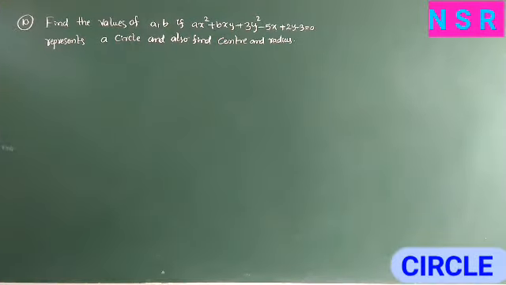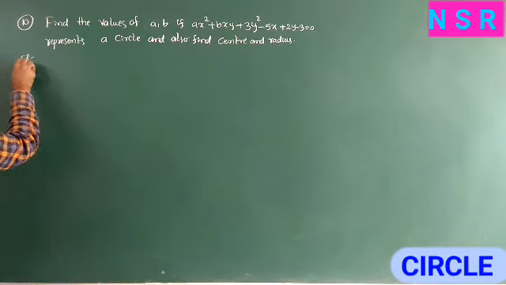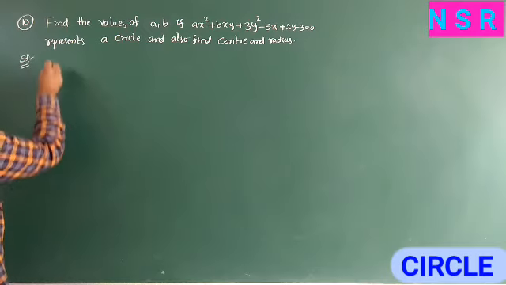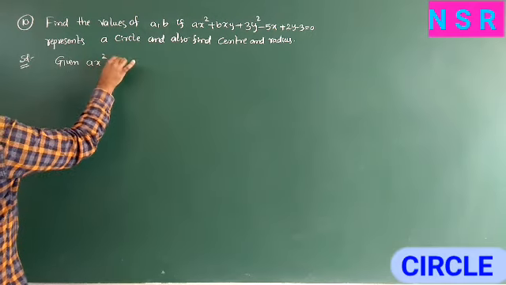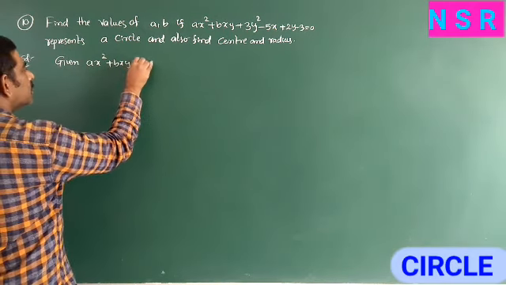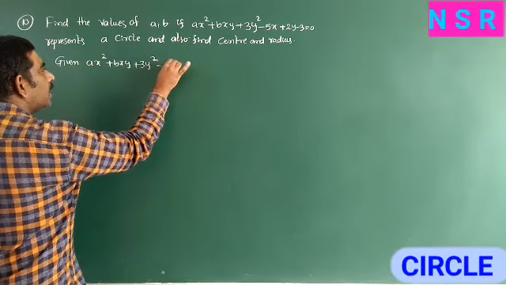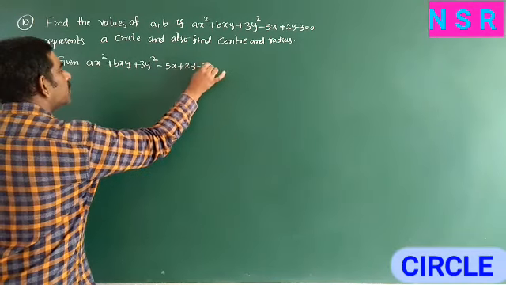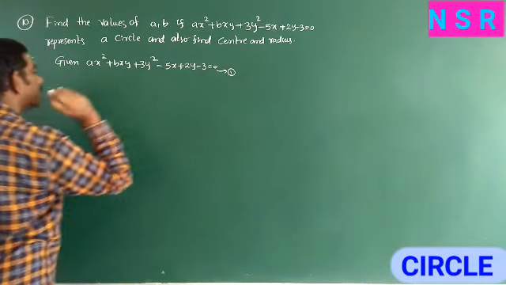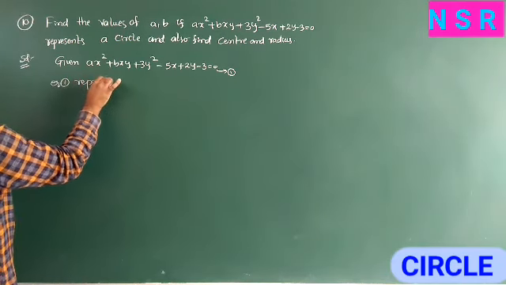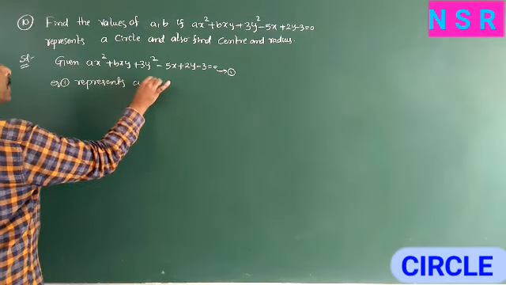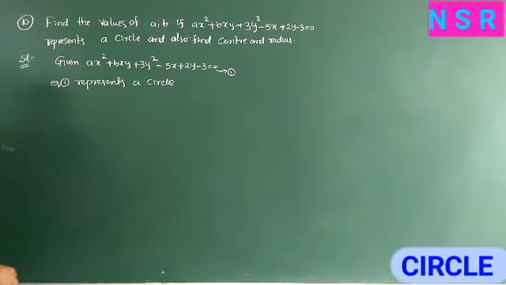Next question number 10. Find the value of a comma b if the given circle equation represented is circle, and also find center and radius. So here given circle equation is ax square plus bxy plus 3y square minus 5x plus 2y minus 3 equal to 0. So take it as equation number 1. So equation 1 represents a circle.